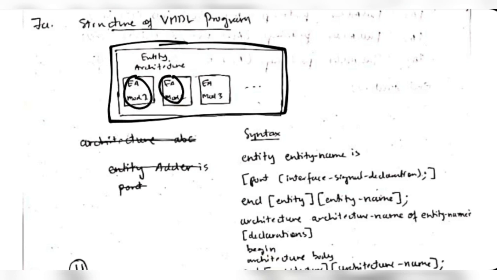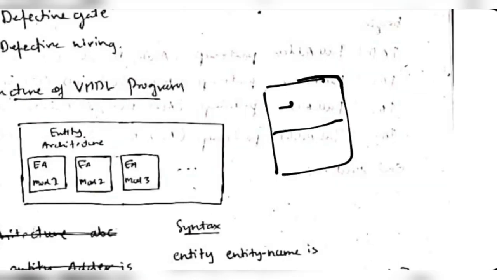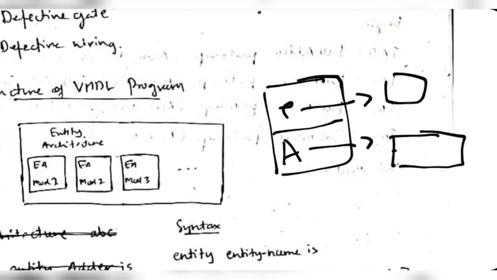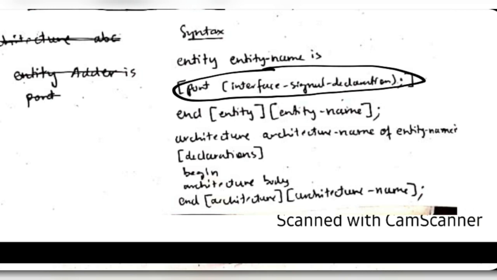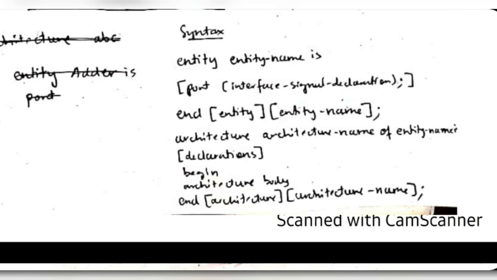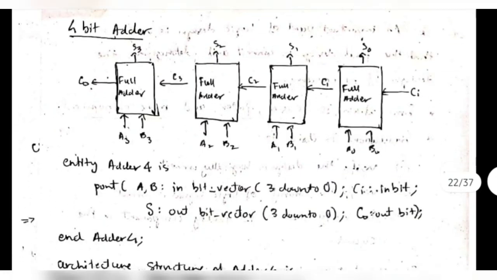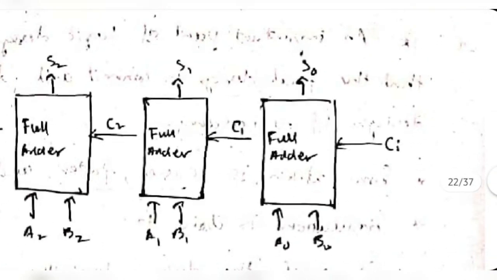Inside the architecture you will have many modules. Okay, first one is entity part, second is architecture part. Okay, in entity you will be mentioning what are the inputs and outputs, and in the architecture part you will be mentioning what is the equation used for getting the outputs. Okay, so in entity part this is the syntax, this is for the inputs, and in architecture part you will have the body. Inside this body you will have the equations. Okay, so let's see how to implement this using a 4-bit adder. See, for 4-bit adder you will have this circuit diagram.